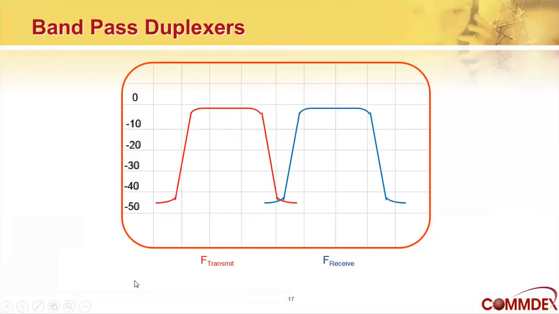Here's another representation of bandpass duplexers where, instead of very selective curves on a single frequency, we have lower Q cavities with wider bandpass that could pass a range of frequencies.